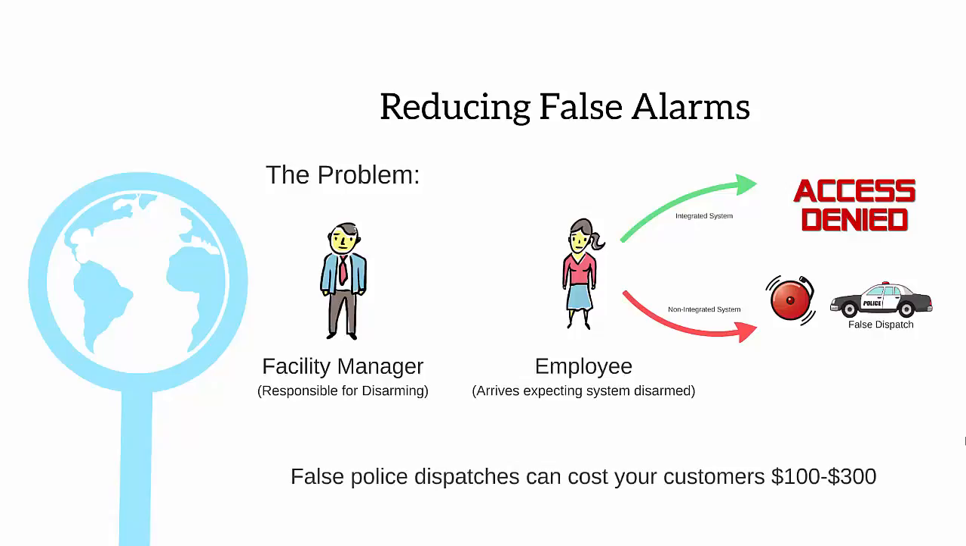The big benefit for customers, especially if you've got lots of sites, is false alarms can be very expensive. Usually you're being charged by police departments or guard services $100 to $300 for a dispatch. A lot of municipalities are cracking down now, and they're saying if we have a false alarm, you can have one, but on the second one we're cutting off your service, or you have three strikes and you're out. So reducing the false alarms not only saves you money, but can potentially prevent you from having your service cut.